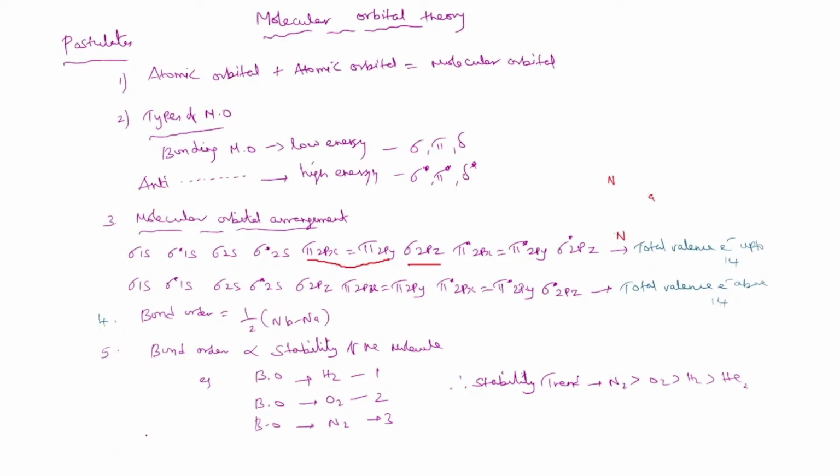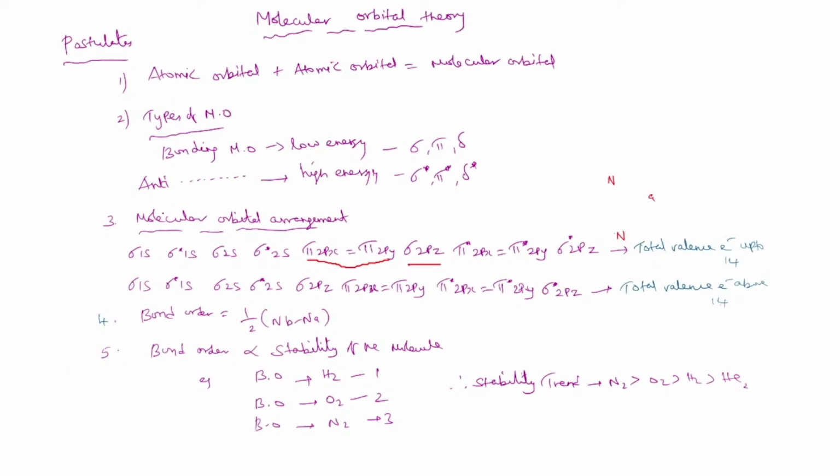If any species has a higher bond order, it will be more stable. I have given one example: the bond order for hydrogen is 1, for oxygen is 2, and for nitrogen is 3. Who has the most bond order? Nitrogen has more bond order, so it is more stable. Just keep this in mind.